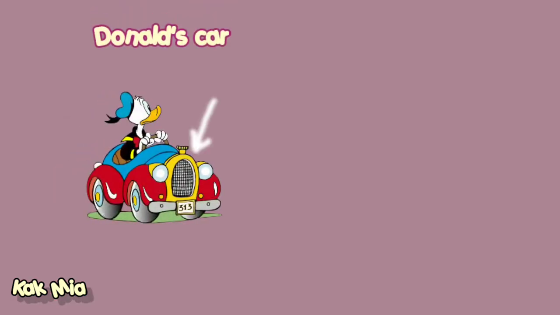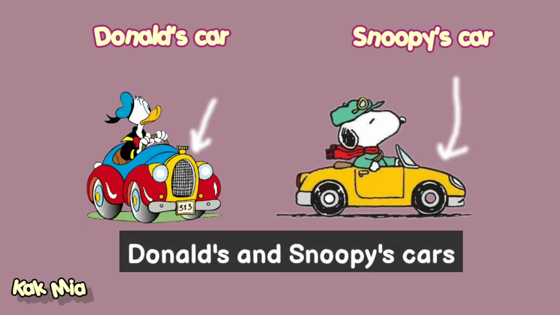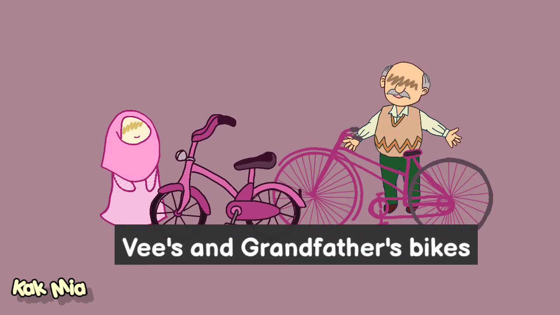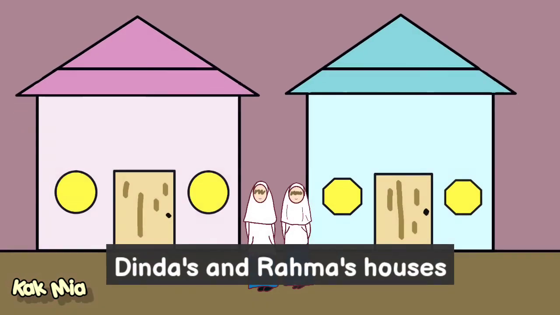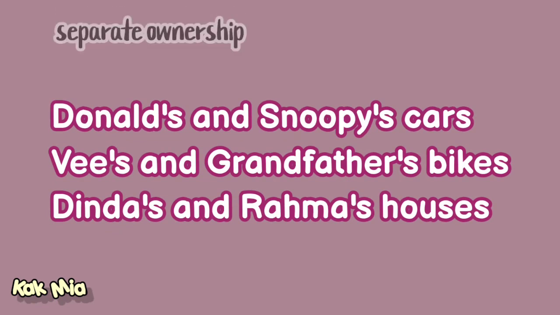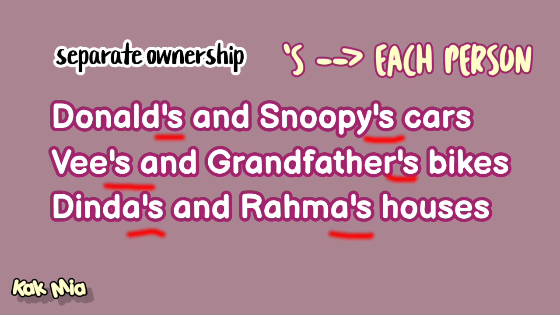This is Donald's car. And this is Snoopy's car. So we can say, these are Donald's and Snoopy's cars. These are V's and grandfather's bikes. These are Dinda's and Rahma's houses. When you want to show separate ownership, apostrophe s is added to each person.